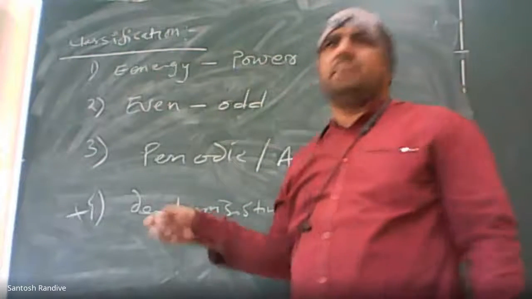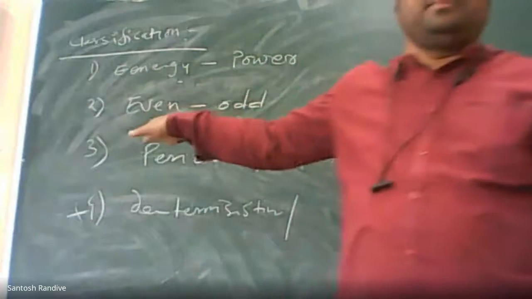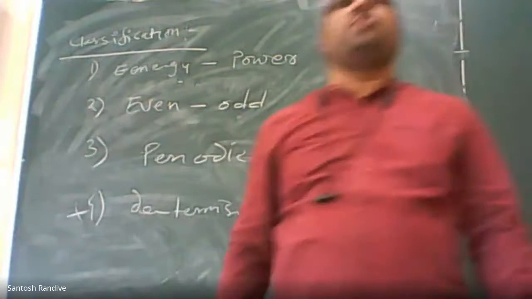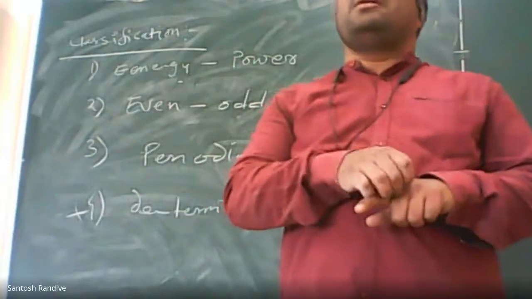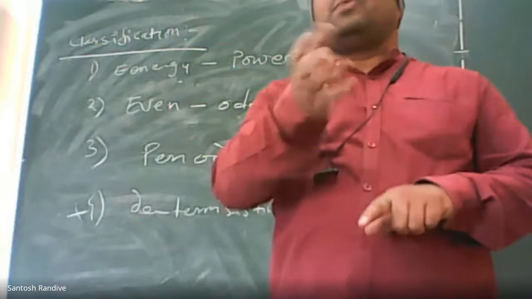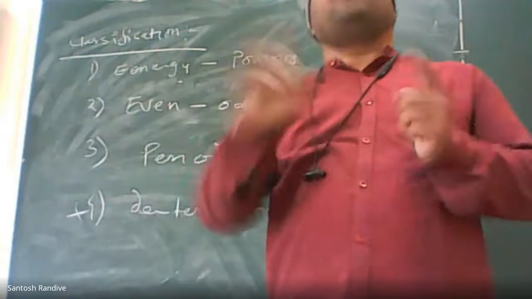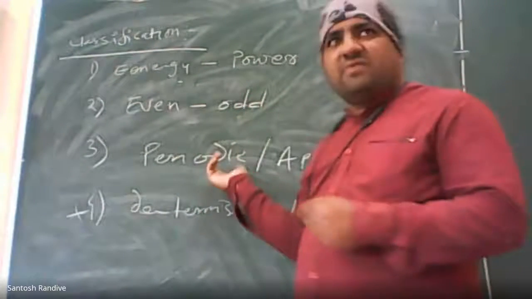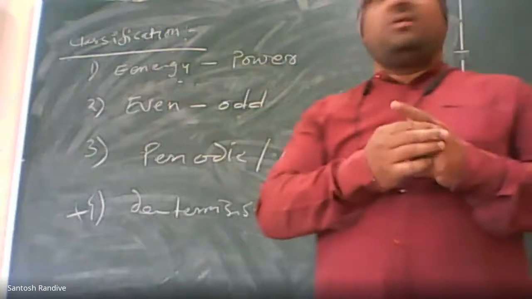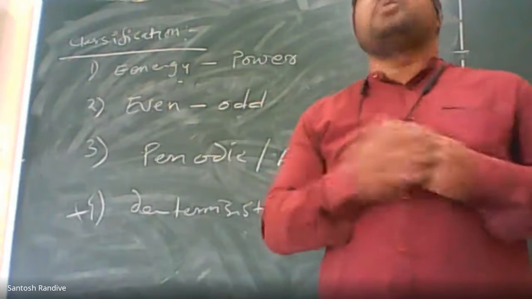Mainly the numericals are asked for these three types. They will give you a signal and ask whether it is an energy signal or power signal, and then find its energy or power. First you have to find whether the signal is energy or power, and if it is an energy signal, what is the energy? Then the question will be asked whether the given signal is periodic or aperiodic, and if periodic, what is the period?